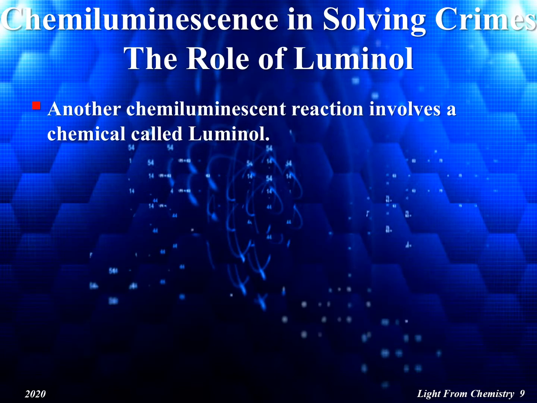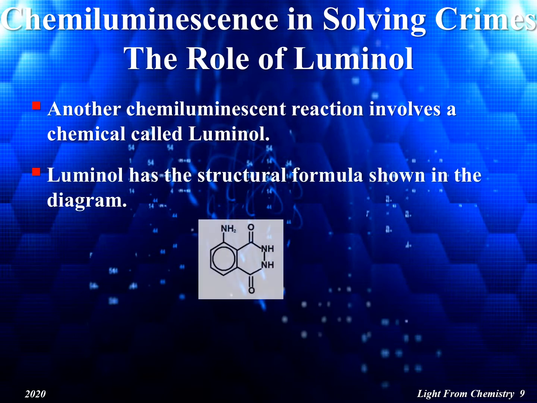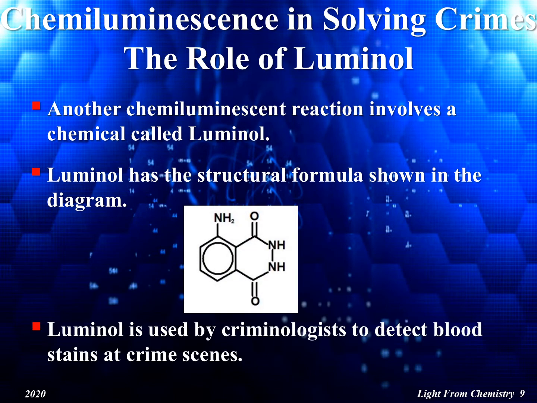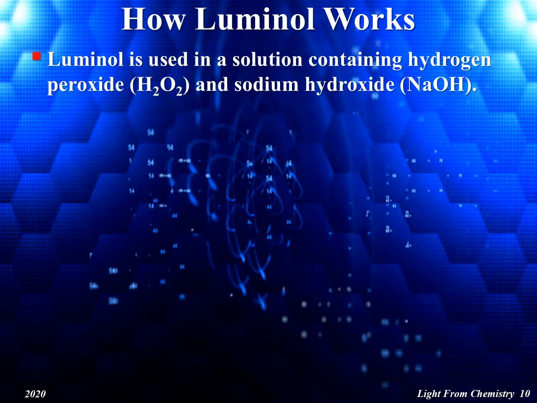Chemiluminescence also has an important use in criminology to help solve crimes. Criminologists use a chemiluminescent reaction based on a chemical called luminol. Luminol has the structural formula shown in the diagram. Criminologists use the reaction of luminol with other reagents to detect blood stains at crime scenes. Luminol is used in a solution containing hydrogen peroxide, which has the formula H2O2, and a small amount of sodium hydroxide, NaOH.